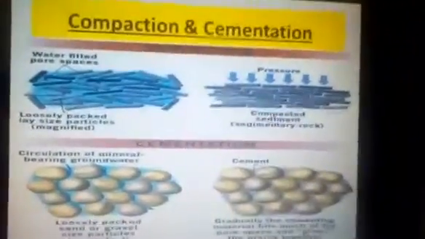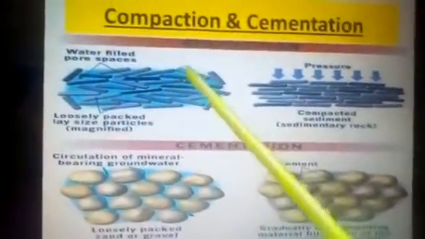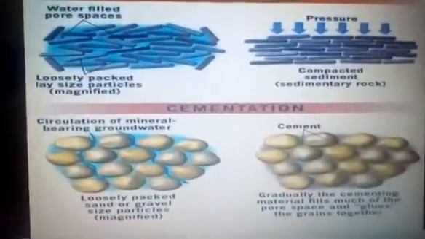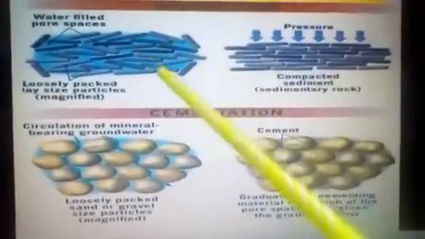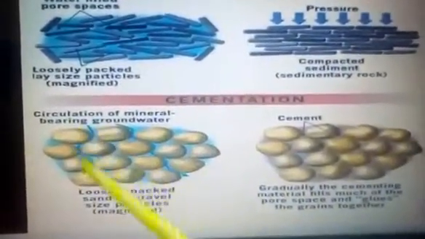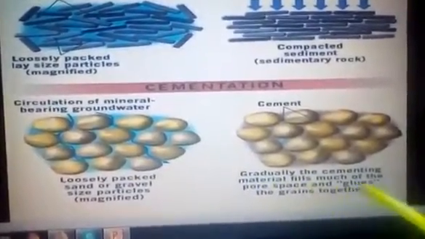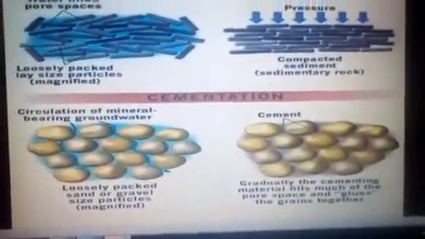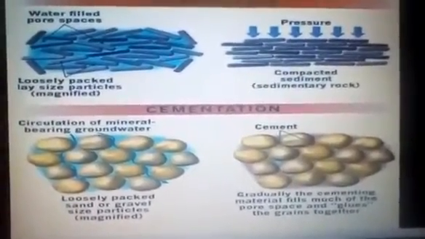You need to understand this process in detail. Here is a picture showing loosely packed particles or sediments, and water has filled up the space in between. Now, as I said, the water is carrying calcium compounds which are going to glue them together. So here the cementation is going to happen. Gradually the cementing material fills the entire pore spaces and the grains are bound together or cemented together, forming an entire rock.